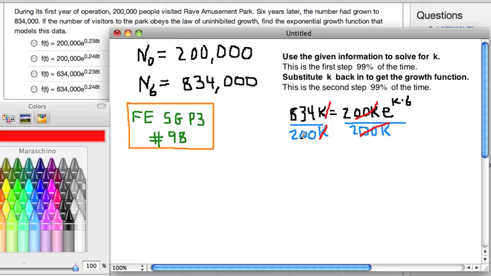834 divided by 200, that's 4.17. And I'm going to store that value. Let's go ahead and write it down. Okay, so 4.17 there equals e to the 6k.